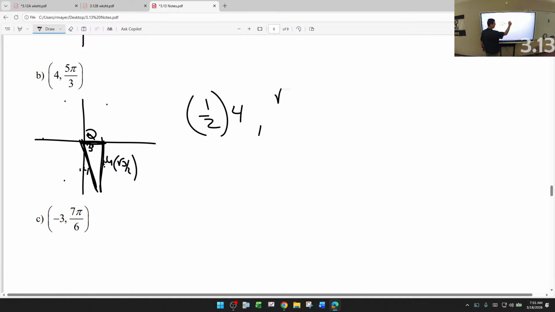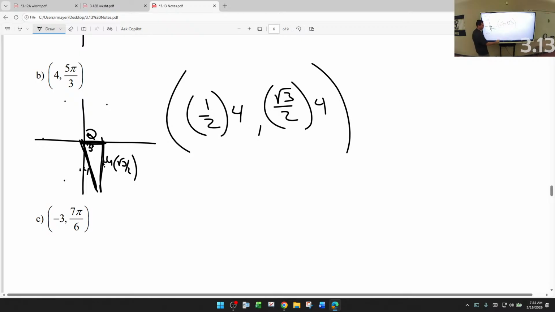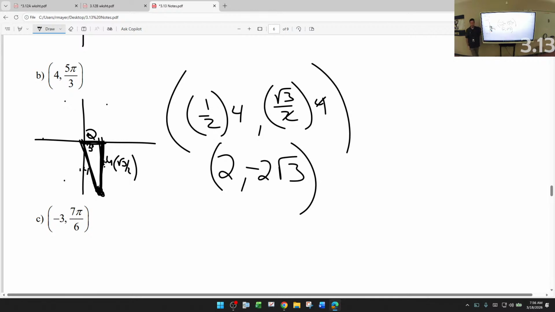So this is root 3 over 2, but I had to quadruple it, which is 4. And so 1/2 times 4 is simply 2. And root 3 over 2 times 4 is simply 2 root 3. But again, it's negative. We knew x was going to be positive. You knew y was going to be negative to get to this point down here.